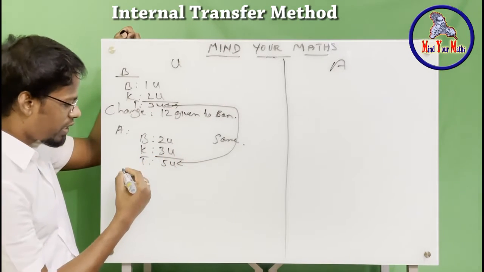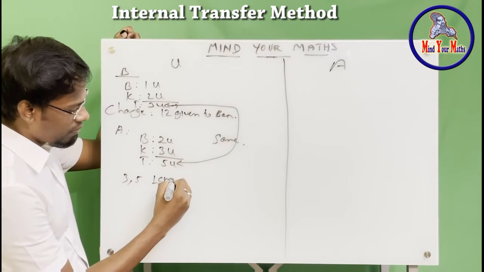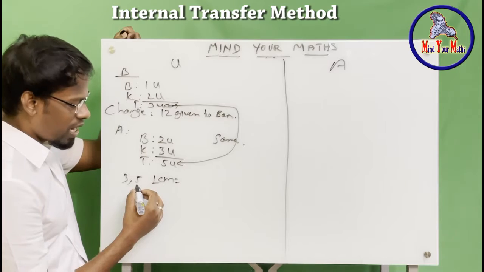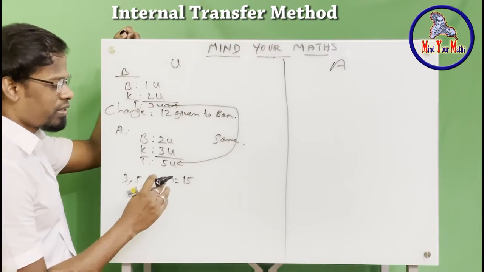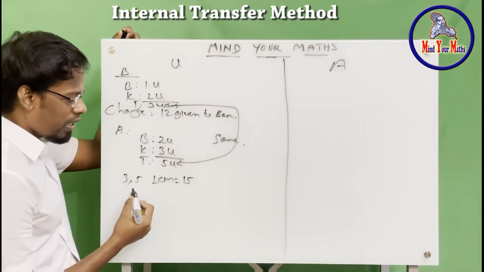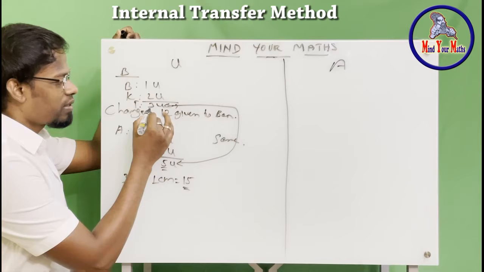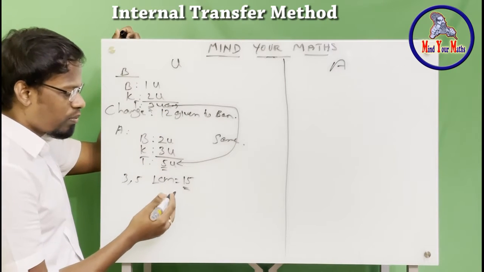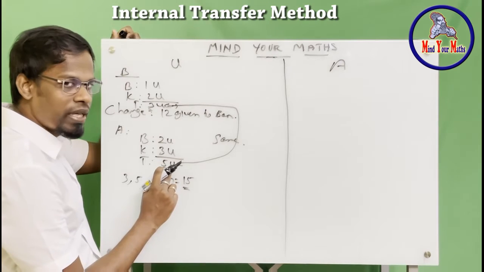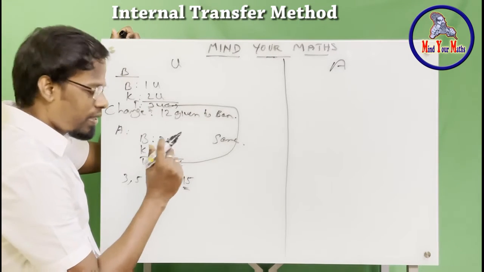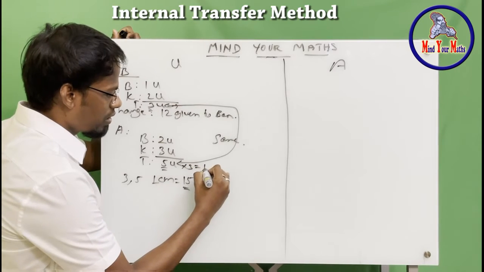So what we need to do, we take the LCM. 3 and 5, the LCM is how much? 3 times 5, 15. Now we have to make this 5 become 15 to match the LCM, and this 3 become 15 to match the LCM as well. What do we need to do to make the 5 become 15? We need to multiply by 3. So this becomes how much?